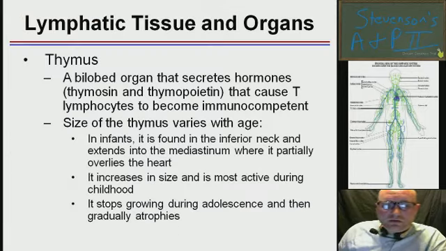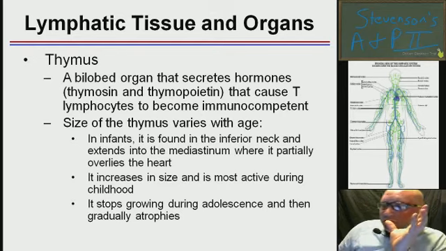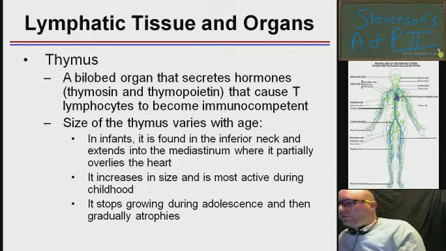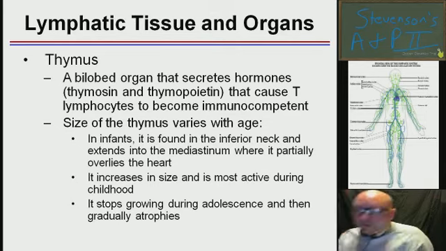Alright, let's go ahead and move on to the thymus gland. The thymus is a bilobed organ, made up of 2 lobes, that causes T lymphocytes to become immunocompetent. The size of the thymus varies with age.